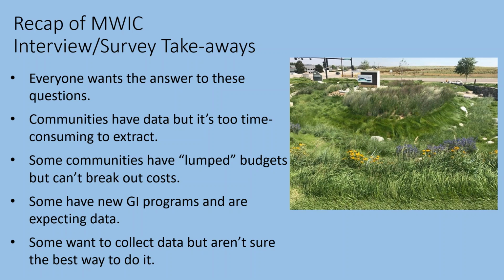In other cases, communities had lumped program budgets, but they couldn't really back those costs down into individual BMP costs, like, for example, how does bioretention compare to extended detention basins? And then some communities had new green infrastructure programs and were expecting data but didn't have it at the time that we started working on the book. And then others really weren't collecting data and wanted some guidance on the types of protocols or parameters that they should be tracking.